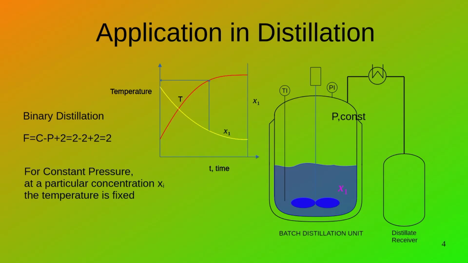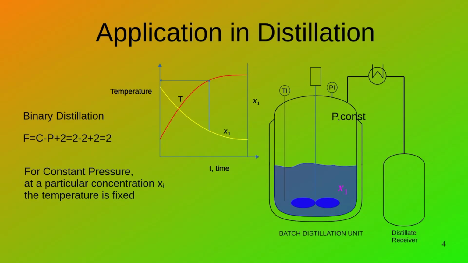As this distillation proceeds, the concentration of component 1 is going to reduce. Why? Because component 1 vaporizes quickly. It vaporizes more quickly than component 2 because it is more volatile than component 2, and therefore it is distilled quickly. So its concentration will reduce as the time goes by.